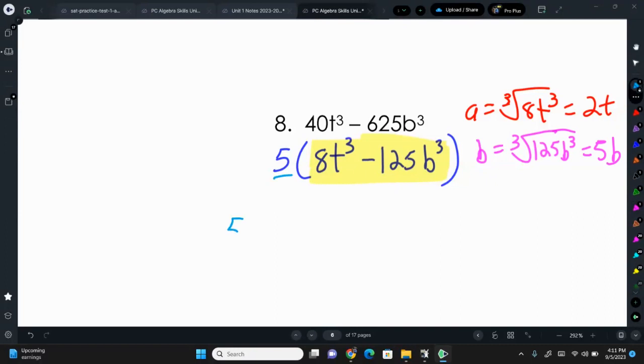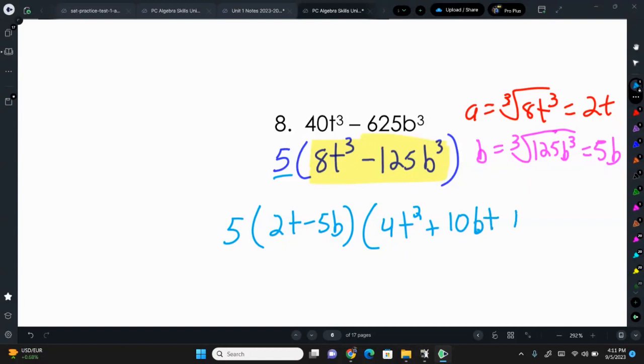We have that 5. And then this is a difference of two cubes. So it's a minus b, 2t minus 5b, times a squared, so 4t squared, plus a times b, 2t times 5b will be 10bt, plus b squared, which would be 25b squared. And we can't factor that any further. That gives us our final answer.